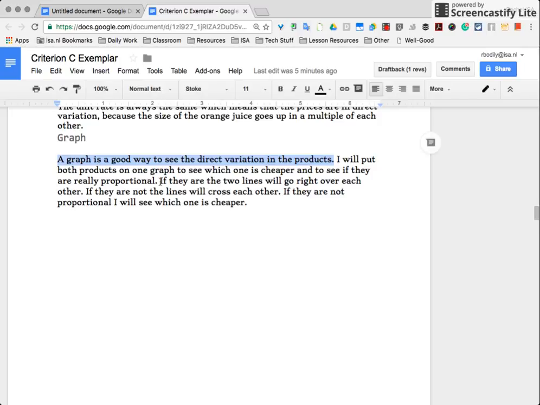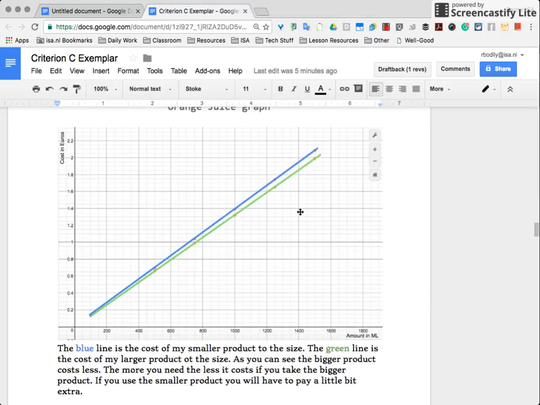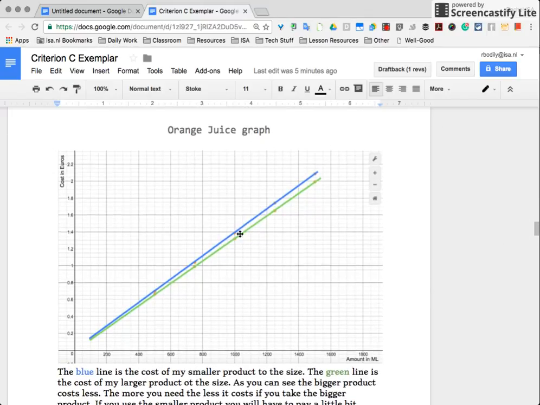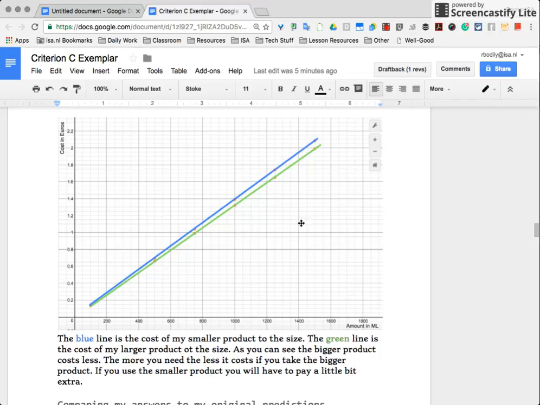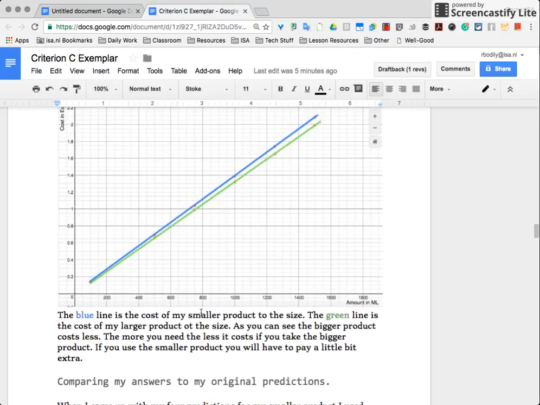Why are graphs important? If they are not proportional, I will see which one is cheaper. So he's now explained what he's going to do with this graph. And now the graph is labeled. Again, it's clear, it's easy to read, and we can see the graph. Now he's going to talk about the graph. The blue line is the cost of my smaller product to the size. The green line is the cost of my larger product to the size.